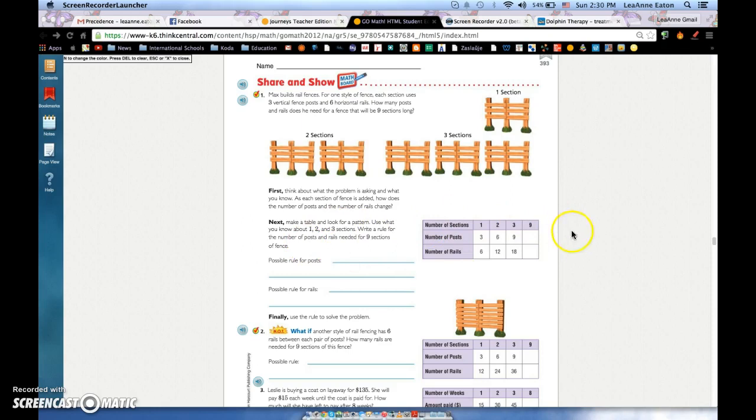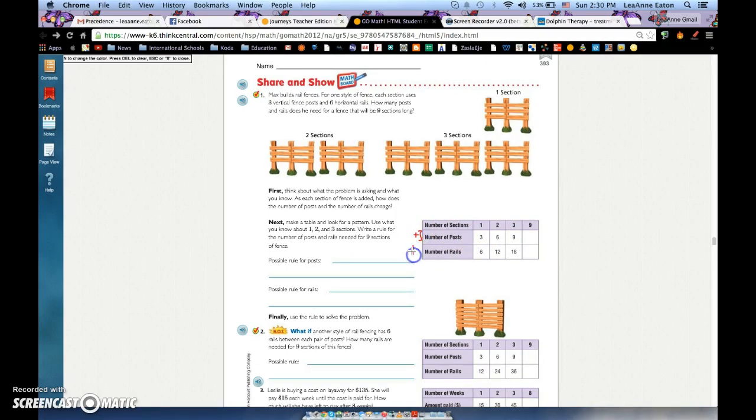So we make a table, just like what we did on the previous one, and we are looking for a pattern. We're looking at what we know about the first 3 sections to write a rule. We know that here we are adding 3, and here we are adding 6. But we're looking for the posts. We're going to look at the rule. How do we get from here to there?